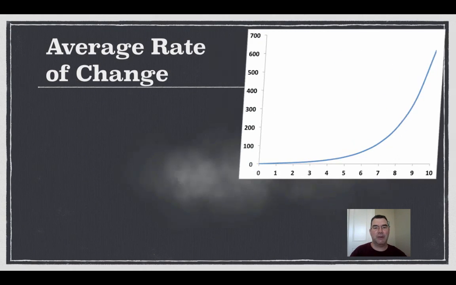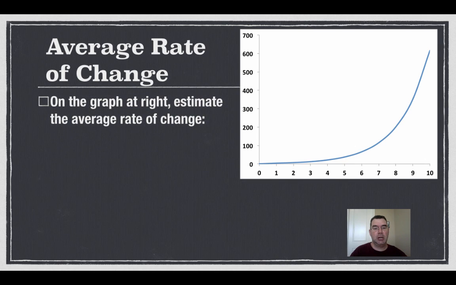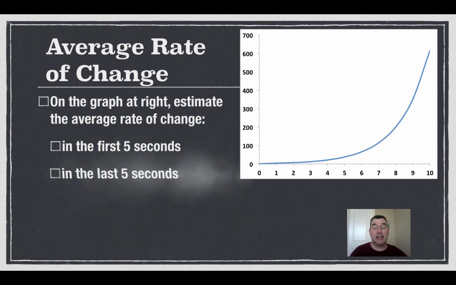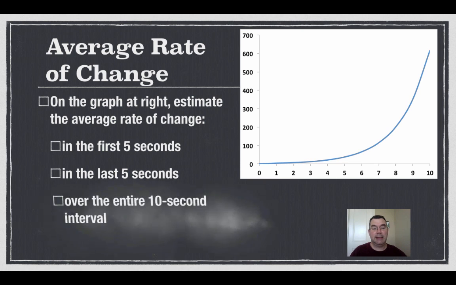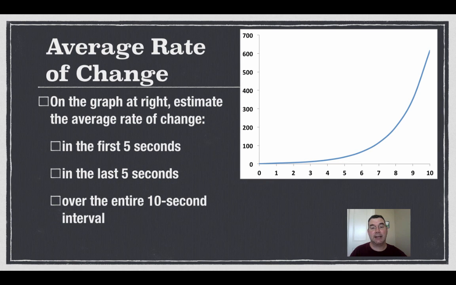Okay, let's talk about average rate of change. On the graph, I want to be able to estimate the average rate of change in the first 5 seconds, in the last 5 seconds, and then in the entire 10-second interval. So here's how I'm going to do that. I'm going to draw secant lines and figure out the slope of each of those secant lines.